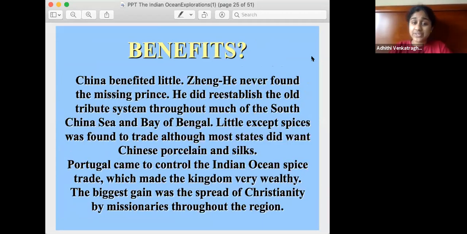China benefited a little, so Zheng He never found the missing prince. He did reestablish the old tribute system throughout much of the China Sea and the Bay of Bengal, so little except spices was found to trade, although most states did want Chinese porcelain and silks. Portugal came to control the Indian Ocean spice trade, which made the kingdom very wealthy, and the biggest gain out of all of it was the spread of Christianity by missionaries throughout the region.